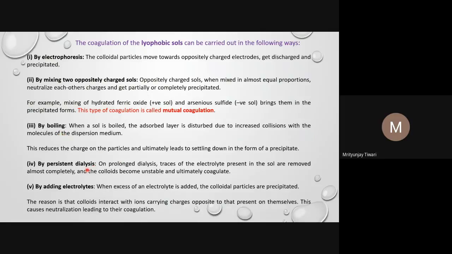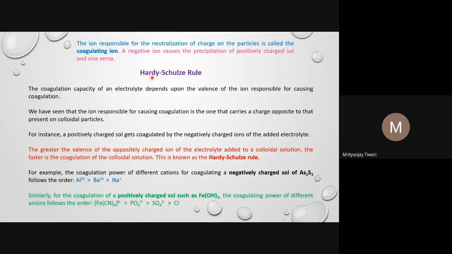By persistent dialysis, these things we have seen, I have explained this earlier. Then by adding electrolyte, and we show this. The ion responsible for neutralization of charge on the particle is called the coagulating ion. A negative ion causes precipitation of a positively charged sol and vice versa. These things we have seen.